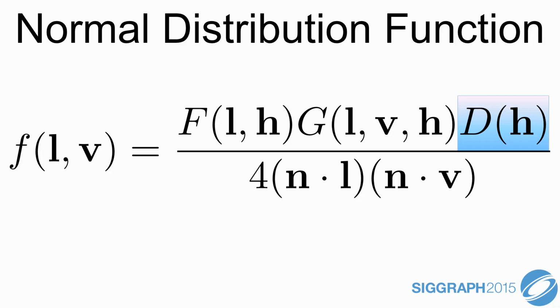Now, the other chunk in this sort of Lego expression is the normal distribution function, or D. And we evaluate it for the direction h because, as we said, h is the direction that the microfacets need to point for us to care about them, for them to contribute. And we want to know how many of the total microfacets on this surface are pointing in that direction. So that's why we're evaluating this normal distribution function.